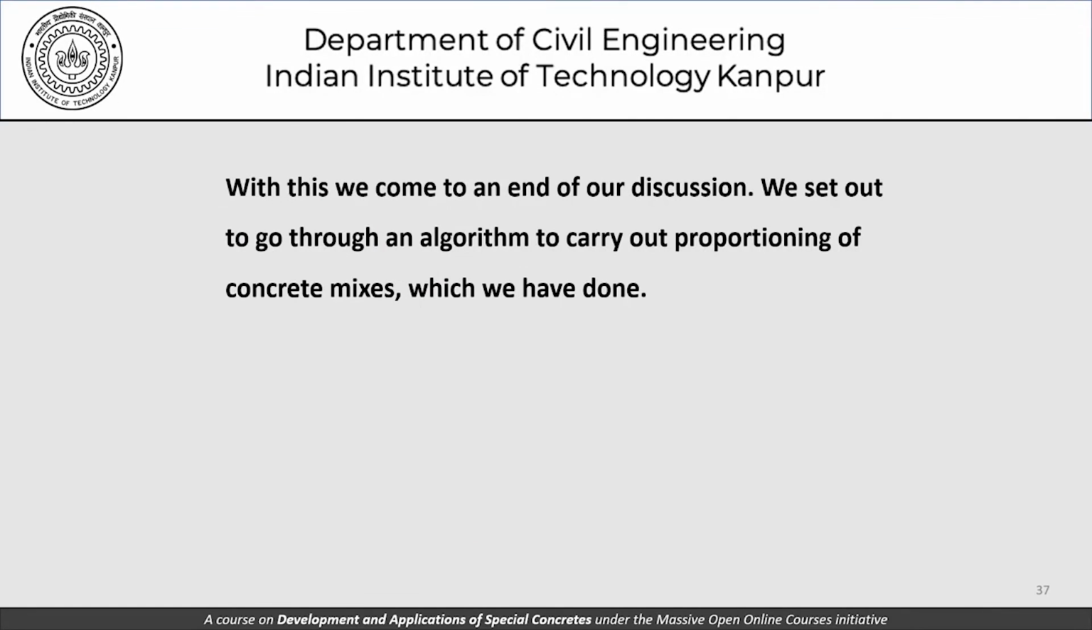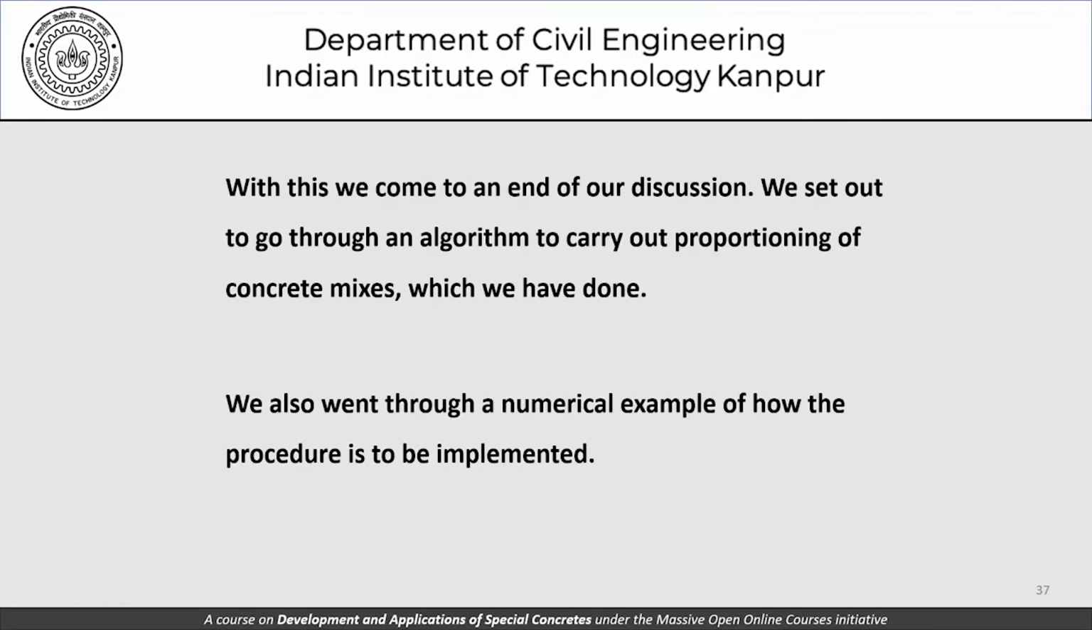With that, we come to an end of our discussion today. We set out to go through an algorithm to carry out the proportioning of concrete mixes, which we've just done. And we also went through a numerical example of how the procedure is to be implemented. What, however, remains to be seen is that if the results do not turn out to be what we anticipated, then we have to make certain adjustments. And that's something which we'll take up in the next class.